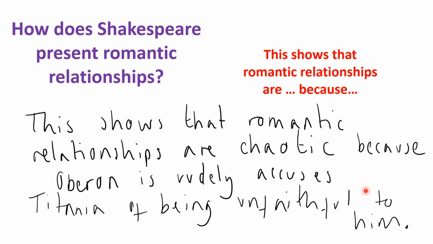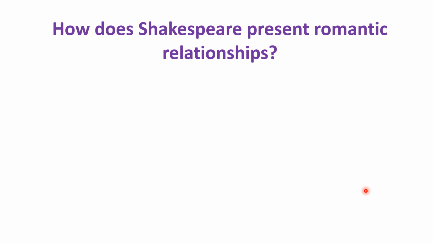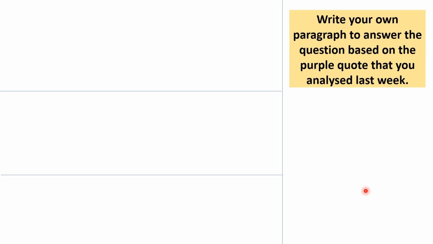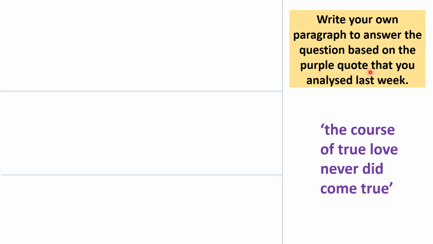Now it's your turn. So you have this question written down. What you need to do now is follow the structure to write an answer to that question. Remember, you start with your quote. So I have chosen the quote that you are going to base your paragraph on. And this is the quote from when Lysander and Hermia were speaking about how challenging love was. And it says, "The course of true love never did come true."